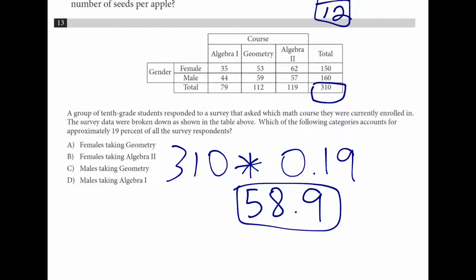This gives me 58.9. So then I'm going to check each area. Females taking geometry, 53. Females taking algebra 2, 62. Males taking geometry, 59. And males taking algebra 1, 44. And which one is closest to 58.9? C.